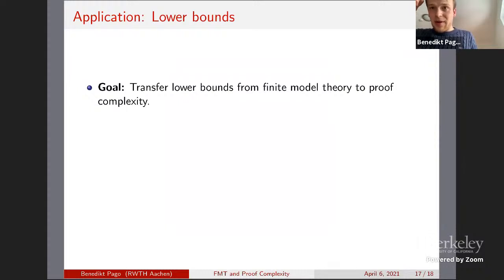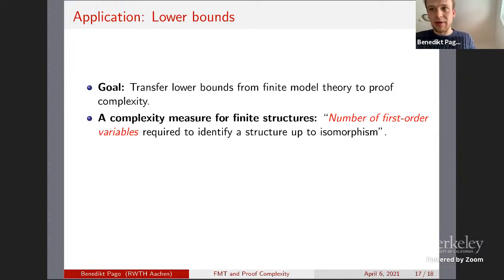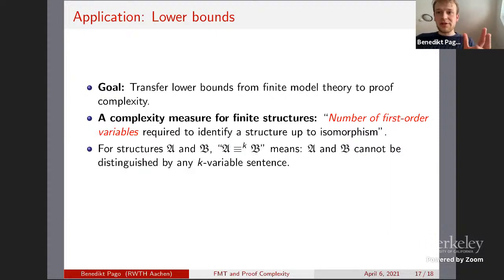Okay, so now there's still this part about the lower bounds. So the main goal here was to transfer well-known lower bounds from finite model theory to proof complexity. And so for this, we still have to specify how we measure complexity in finite model theory. And here we say the complexity of a finite structure is simply the number of first order variables required to identify the structure up to isomorphism. And this is a bit sloppy, but essentially you can always ask yourself, so what's the least complex first order sentence that uniquely describes the structure? And with this complexity measure, you can also write two structures A and B are k-equivalent if they cannot be distinguished by any k-variable sentence, where sentence refers to fixed point logic now, or also first order logic.